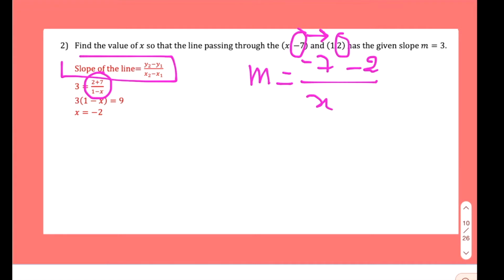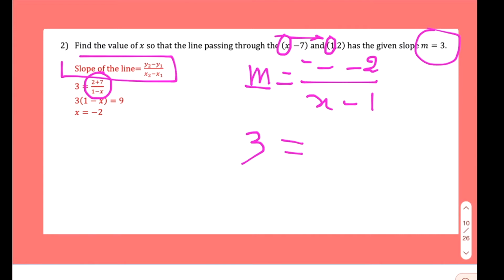And then x minus, okay, which is the change in x. You have here x and you have here 1. So you do x minus 1, same direction. And then you have the slope given, m equals 3. So instead of m, you put 3, equals, what did they have here? Negative 7 minus 2 is negative 9 over x minus 1. And then cross multiply. This is over 1 and you do your cross multiply.